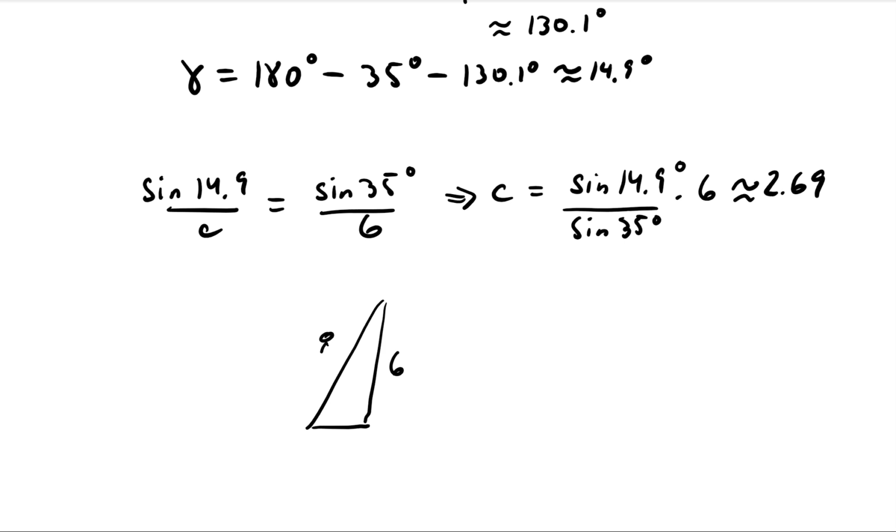So finally, the triangle we just found is this one. This is 6, 8. This is 2.69. This is 35 here. This is 130.1 degrees. And here this is, what did we find, 14.9 degrees. So the moral of the story is when you're taking those arcsines, make sure that you know if you're going to get an obtuse angle or an acute angle, because you may want to use the arcsine differently in each case.